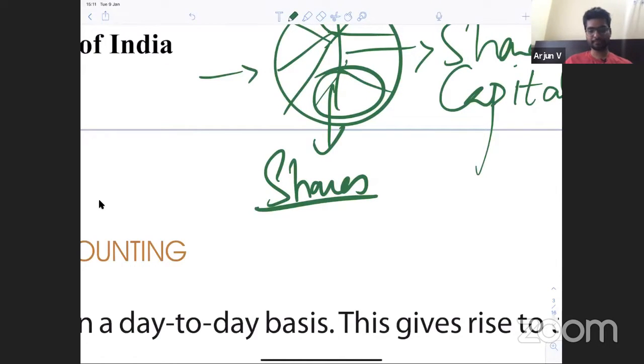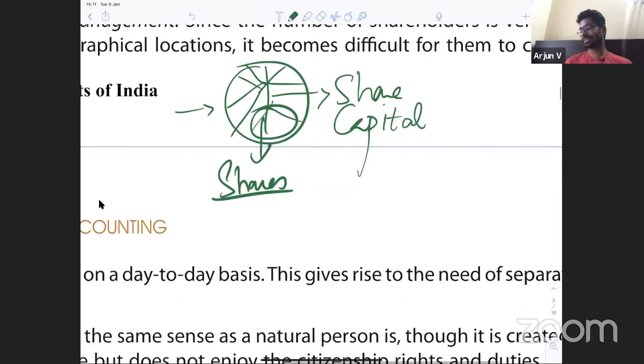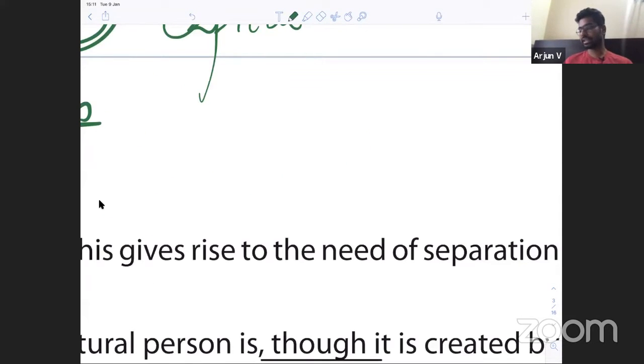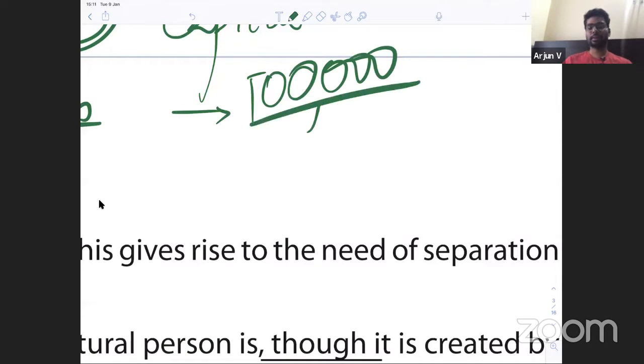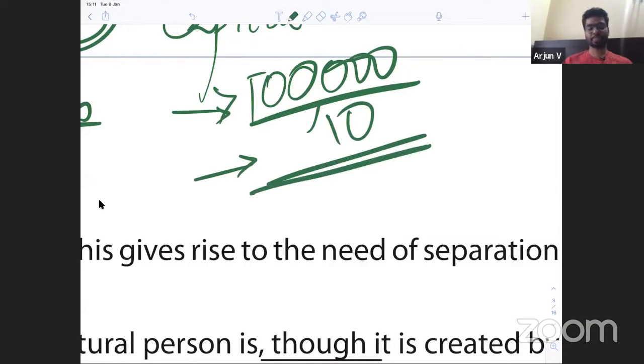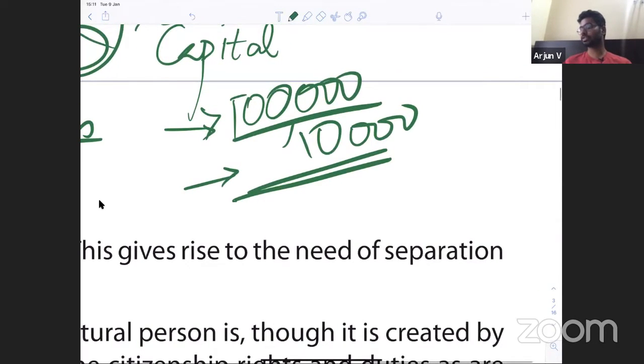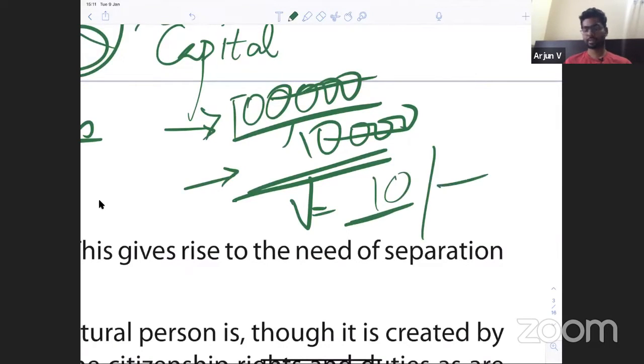Yes, are you guys clear? Now, why is this share capital important? Let's say, for example, the company has a share capital of 1 lakh, and they want to divide this into 10,000 shares. 1 lakh capital, they want to divide it into 10,000 shares. Therefore, the value of each share will be 10 rupees. Understood? Value of each share will be what?